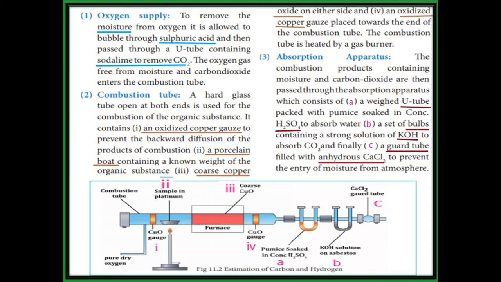And C is the guard tube. It is filled with anhydrous calcium chloride. That anhydrous calcium chloride prevents moisture from the atmosphere from entering the end of the tube to the combustion tube. With the help of the guard tube, we prevent moisture from the atmosphere from entering the combustion tube. So these are all present in the apparatus.